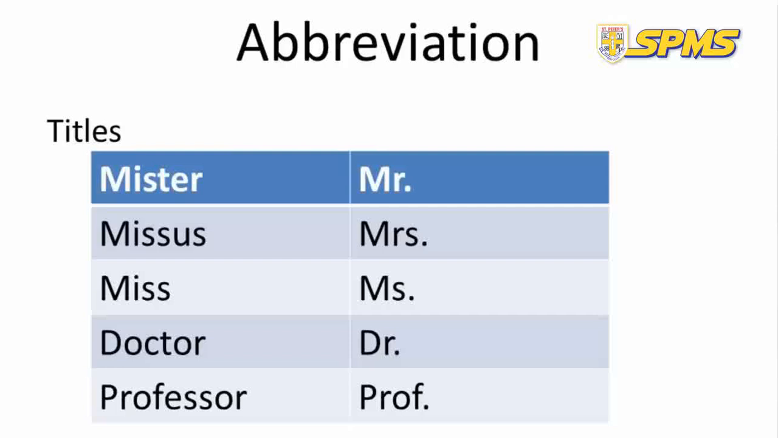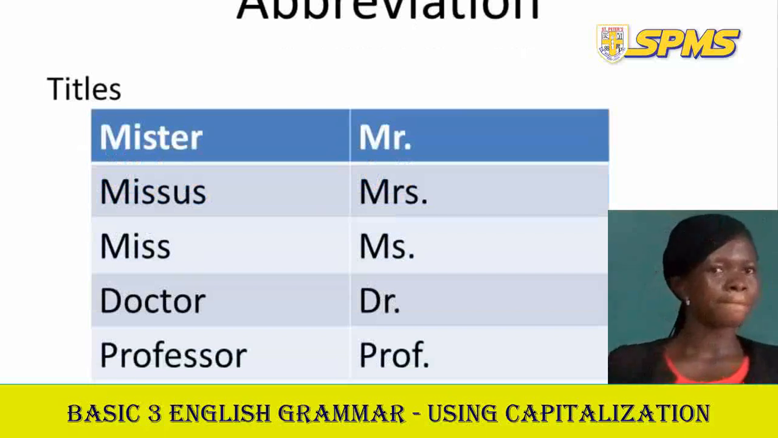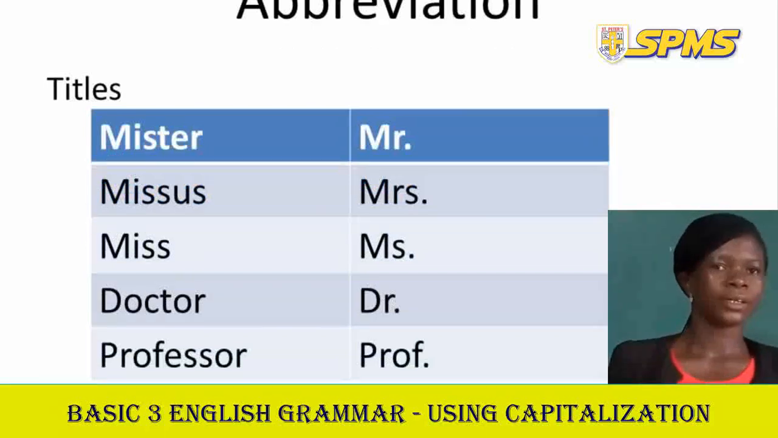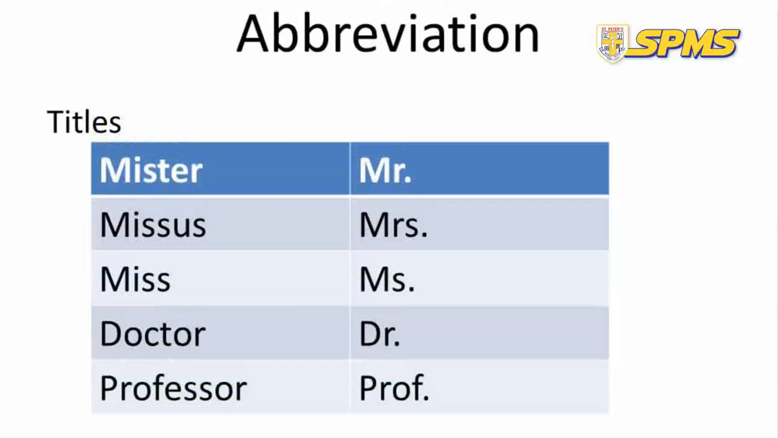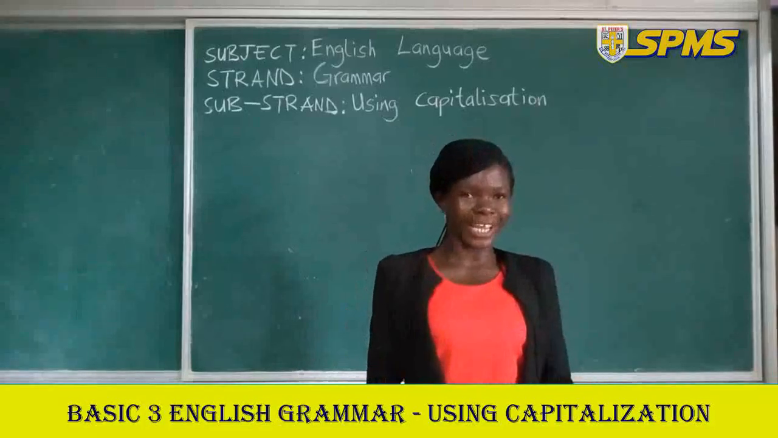One, titles. Mr. can be abbreviated as MR with a full stop. Mrs. is MRS with a full stop. Miss is MS, full stop. Doctor is DR, full stop. Professor is PROF, dot. Prof. You hear people calling their friends prof. The full meaning is professor. Very good.